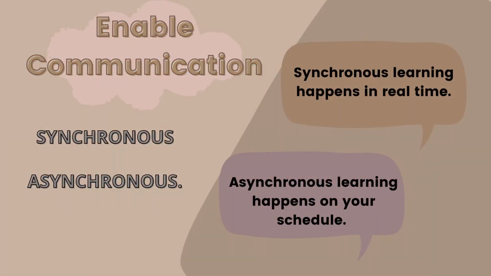Number three, enable communication. There are two types of communication, synchronous and asynchronous. Synchronous is learning that happens in real time. This means that you, your classmates, and your instructor interact in a specific virtual place at a set time. In these courses, instructors commonly take attendance, same as they would in a lecture hall. Common methods of synchronous online learning include video conferencing, teleconferencing, live chatting, and live-streamed lectures that must be viewed in real time.